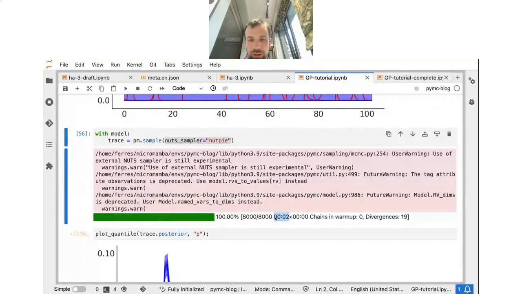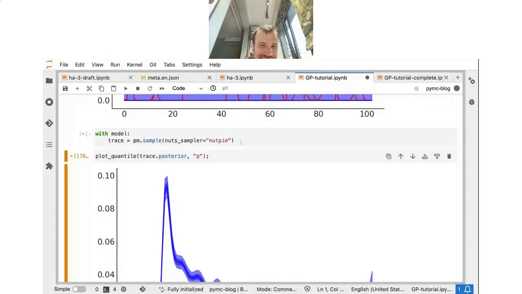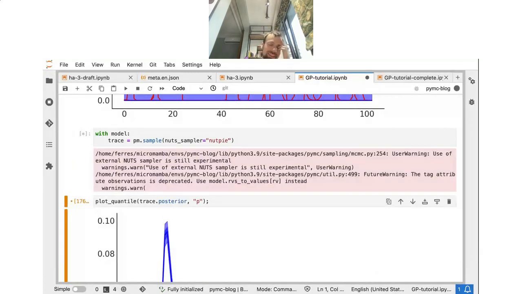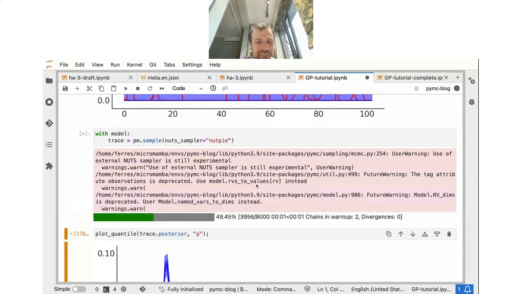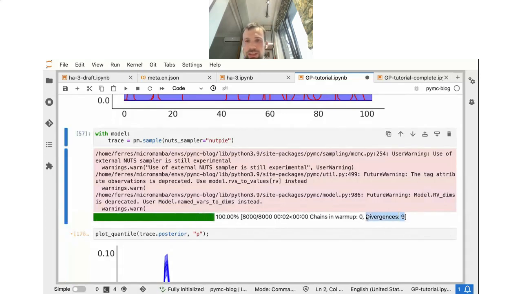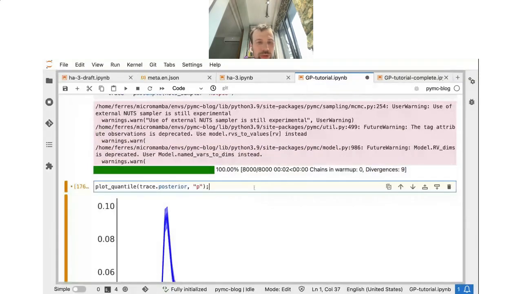It takes only 2 seconds to sample. I don't believe it. Let's try it once more. It compiles longer than it samples, you see? With few divergences, which we don't have time to debug, but in principle, we should debug this.